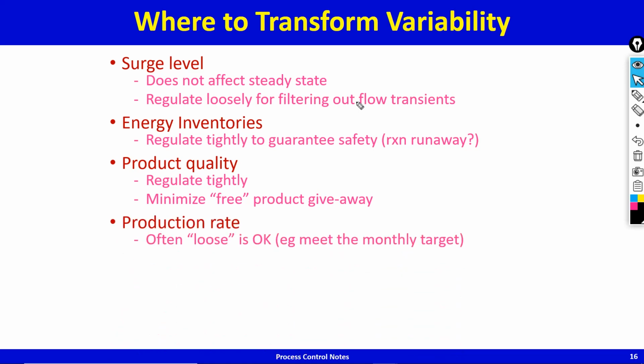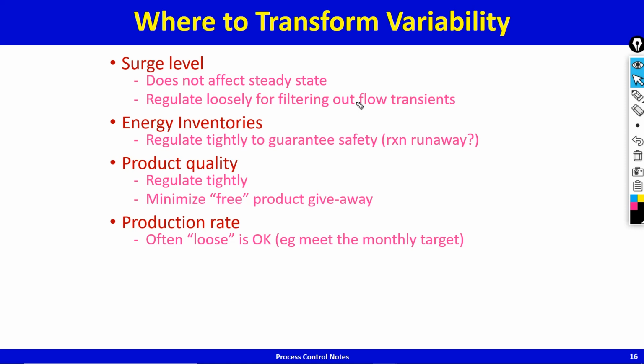Production rate, often loose is okay. For example, a plant will have a monthly target. The business side will say, okay, our analysis of the demand-supply gap says that we can sell so much, and so your target for this month is to produce so many tons of the product. So you have a monthly target.